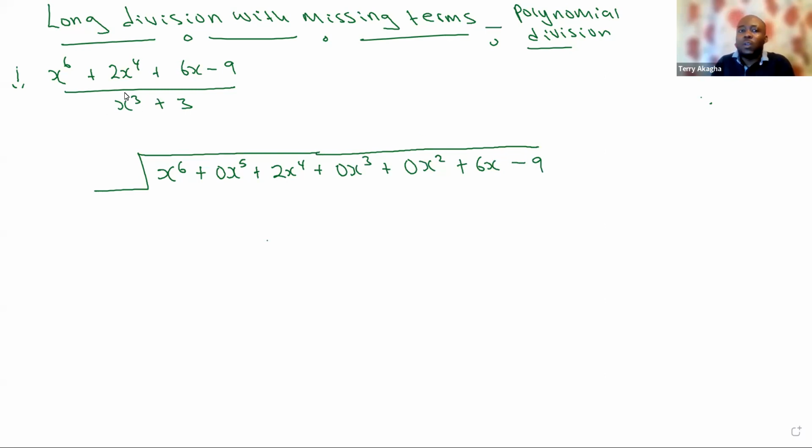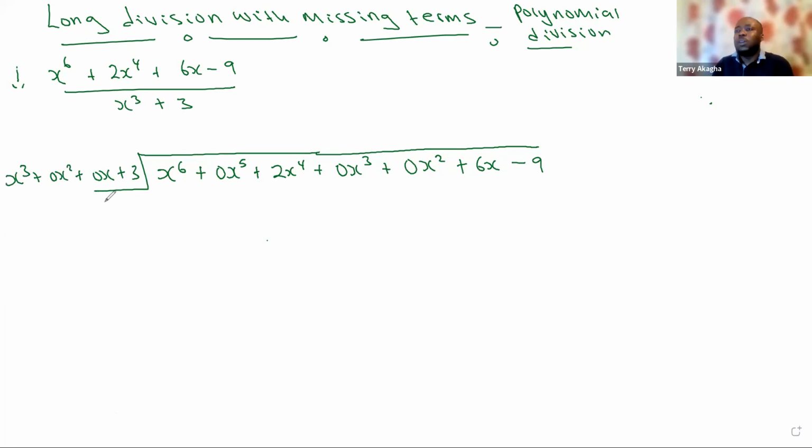Now the same thing you will notice with the denominator x cubed. x^2 is not here, x^1 is not here. So we have to put the same thing. Let me give it more space. It's going to be x cubed plus 0x squared plus 0x plus 3. Is that making sense? So at this stage, we can start solving.